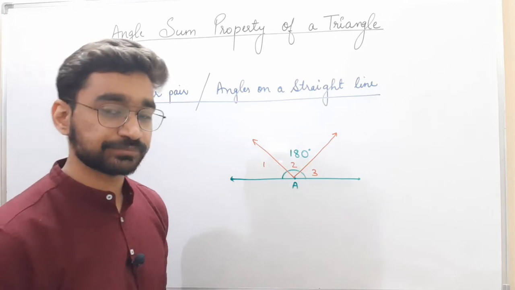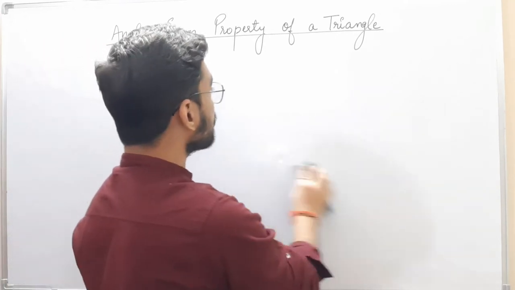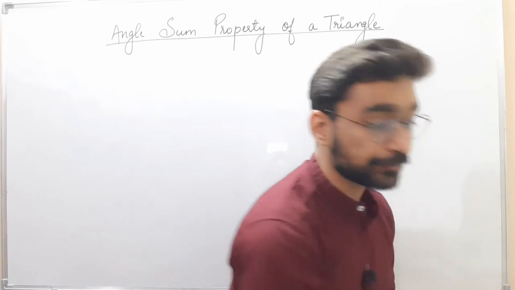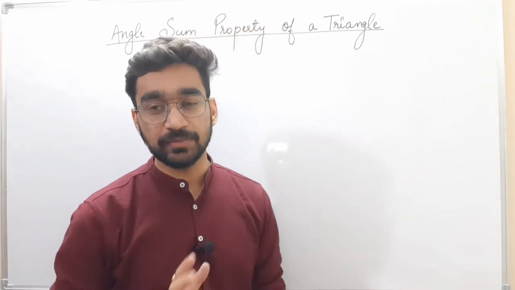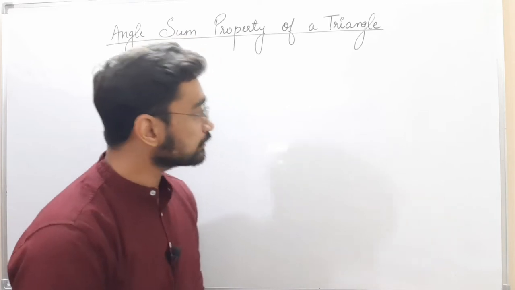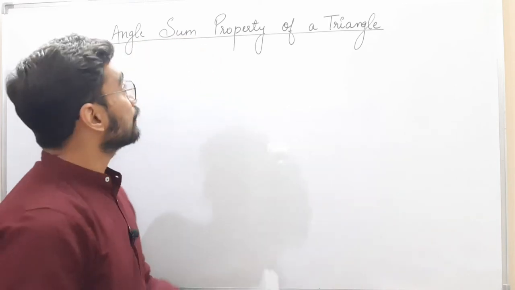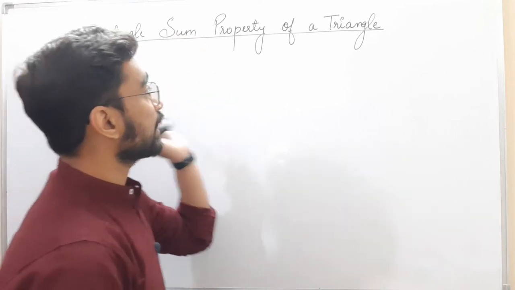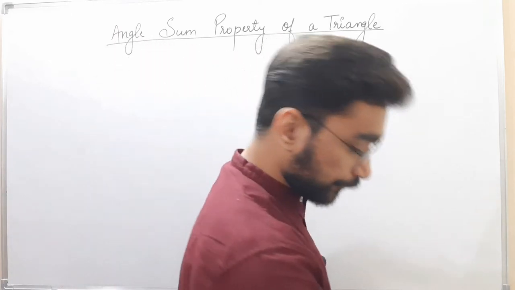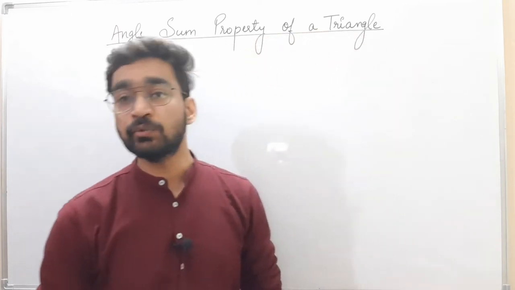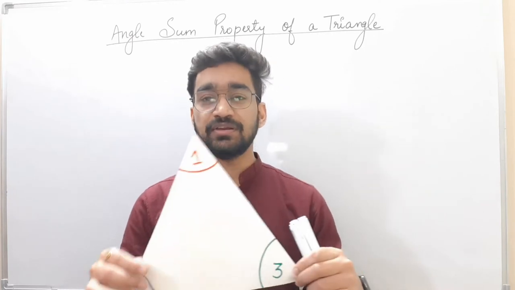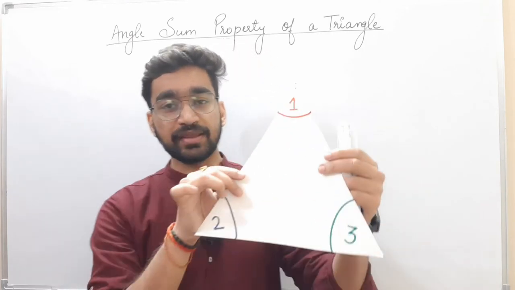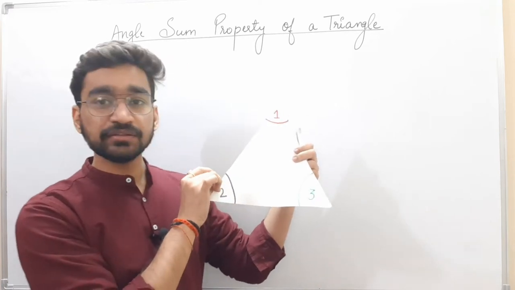Good. Now as you already know that the sum of angles formed on a straight line will be equal to 180 degree, let us see what is actually our angle sum property of a triangle. For this, we need to do a certain activity, a very small and very interesting activity. Let us have a triangle with us.